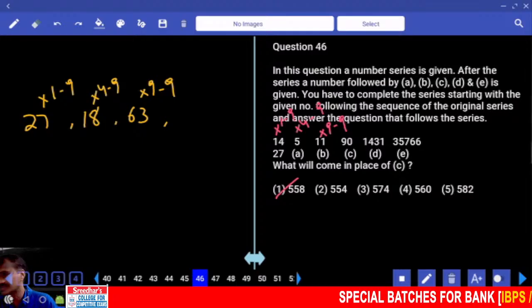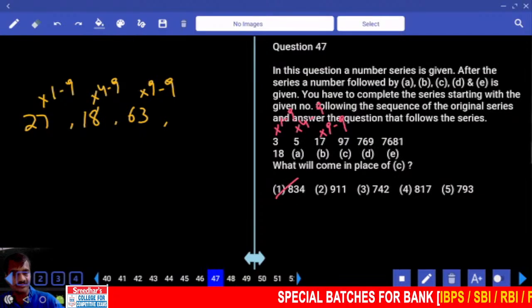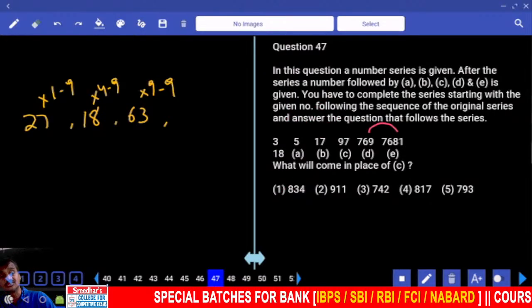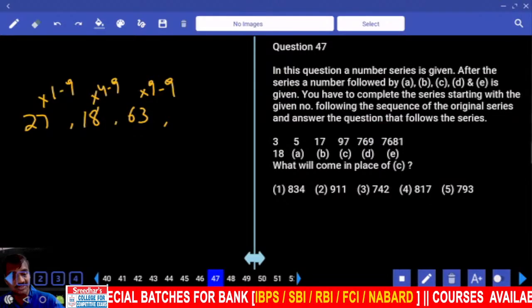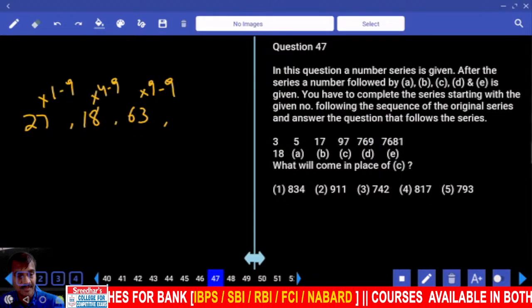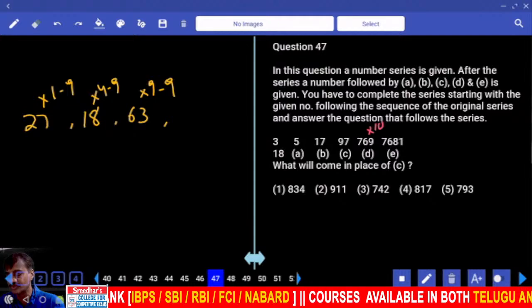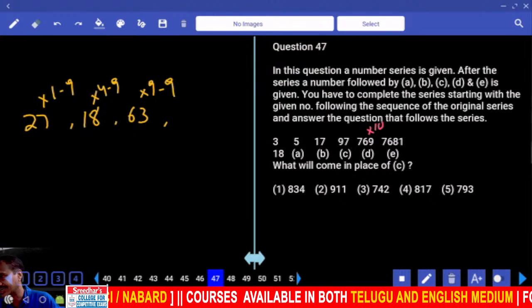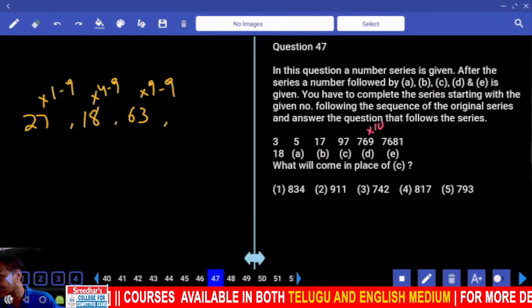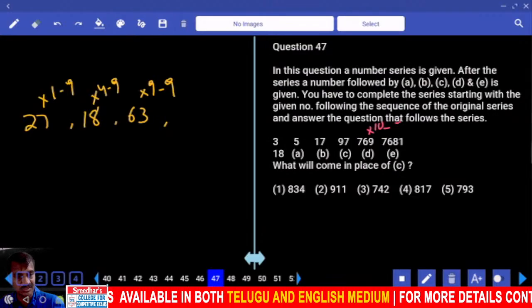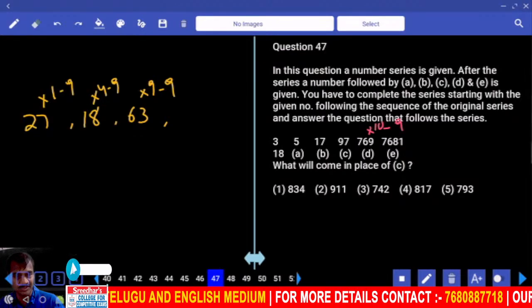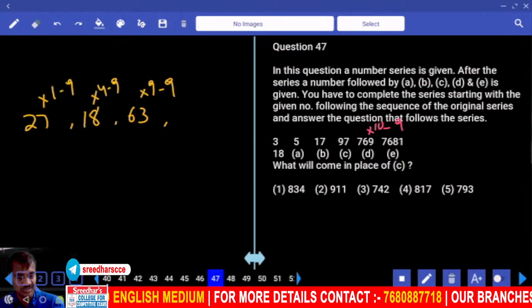Into square minus 9, 46. Then 47. The number increased from 769 to 7681. That means it is multiplied by how many times? Into 10 times. Now 769 into 10 is 7690. 7681, the difference is minus 9. Now this is into 10 minus 9. The next one.